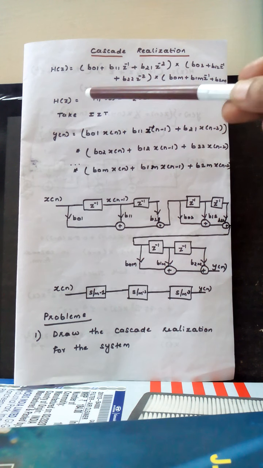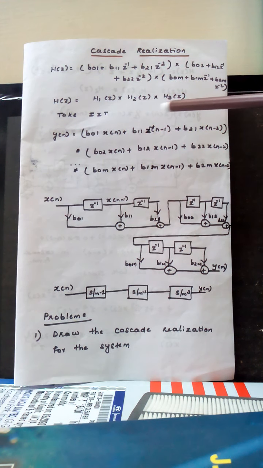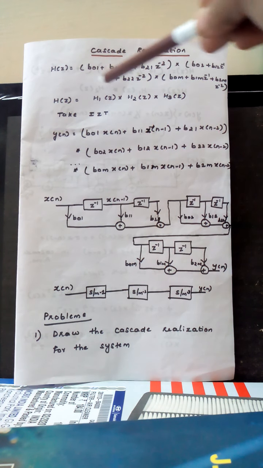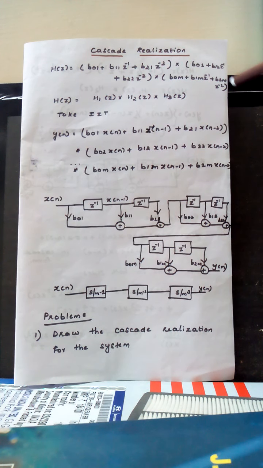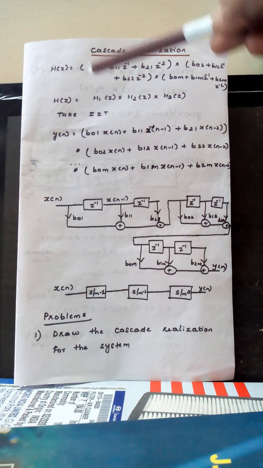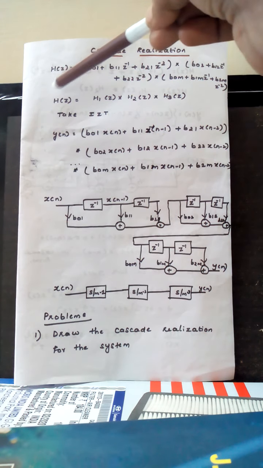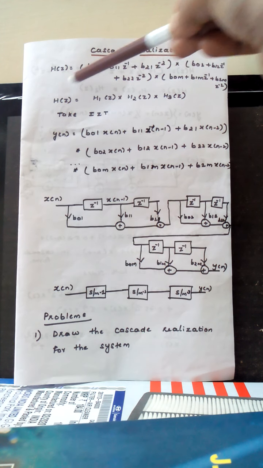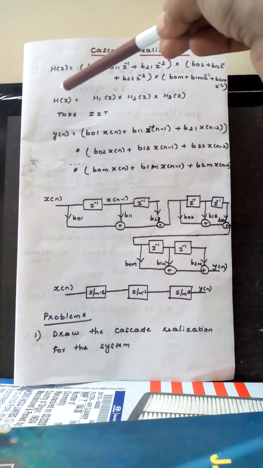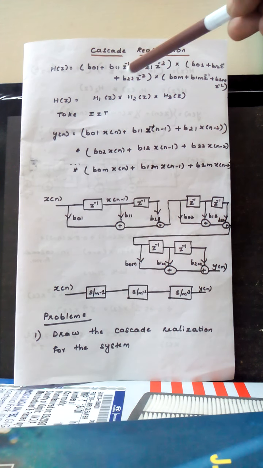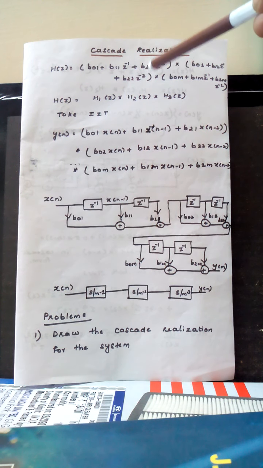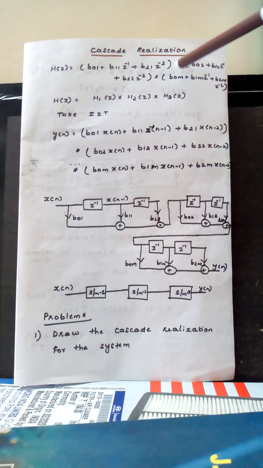So here the H(z) is split into subsystems. Here there are three subsystems: this we can consider as H1(z), this as H2(z), and this as H3(z). And then if we are taking the inverse z transform, H(z) we can write as Y(z) divided by X(z). So if you are cross multiplying, we'll get Y(z) equal to b01 into X(z) plus b11 into z^-1 into X(z) plus b12 into z^-2 into X(z).